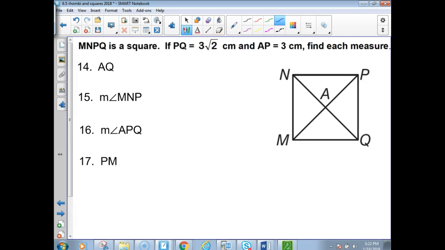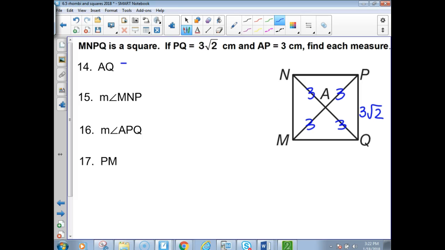You've got P to Q is 3 root 2. This side is 3 times the square root of 2. AP is 3. If A to P is 3, then we know 3 other 3's. 3, 3, 3. What's A to Q? 3.